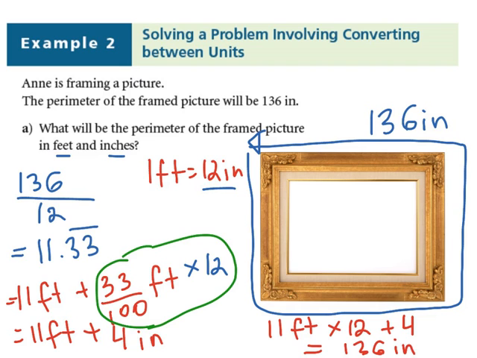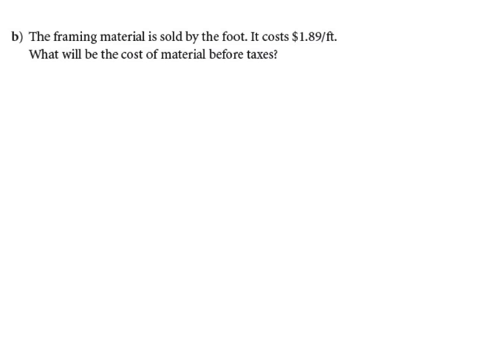Let's add on a cost value to it. If this frame is sold by the foot, and it costs $1.89 per foot, what would be the cost of the material before taxes? Now, the answer to the previous question was that we had 11 feet plus 4 inches. When you're buying, you can't just buy inches. You have to buy a complete foot. So we have to buy actually 12 feet. We'll have material left over, but we have to purchase about 12 feet of material.